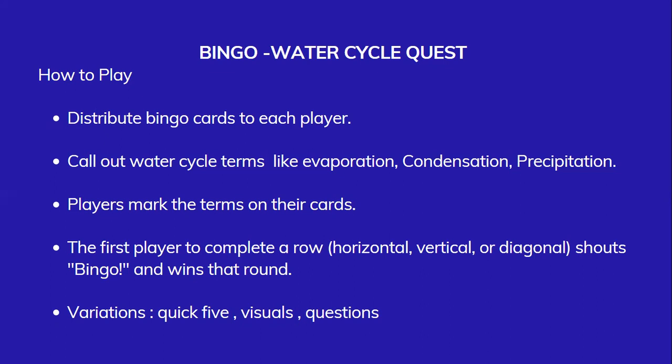like evaporation, condensation, precipitation, and the caller will call out one term at a time. The players will mark the terms on their cards. The first player to complete a row, horizontal, vertical, or diagonal, shouts bingo and wins that round. The variations would be you can have a quick five or use visuals or questions to play the game.